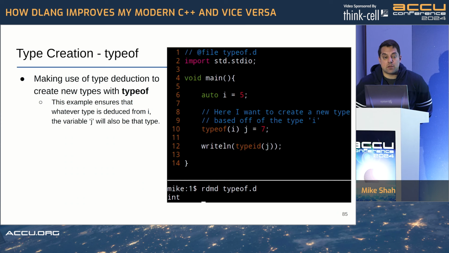For type creation, the equivalent in C++ is decltype, but in D, you have typeof. So you can just take the type of something, which reads nicely, and it'll deduce the type. And you can use that for a type declaration.